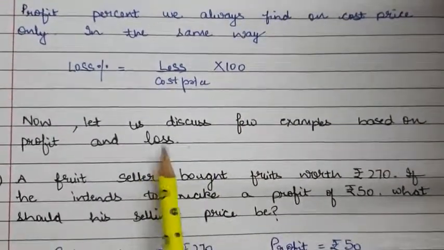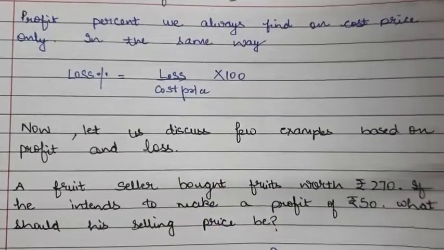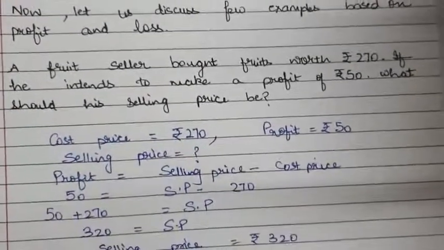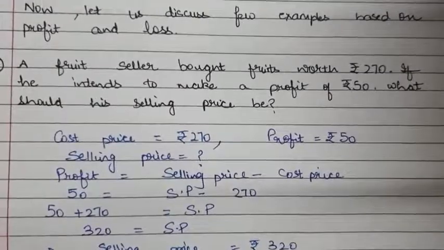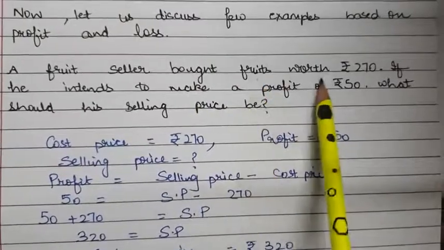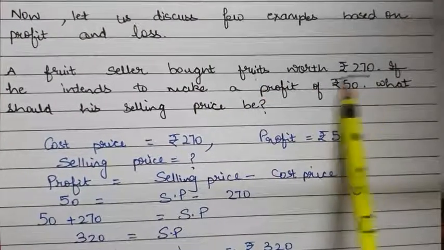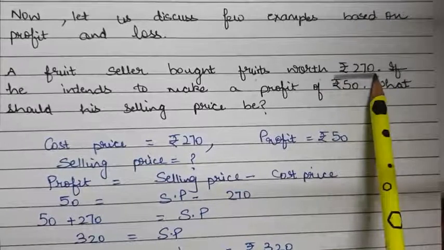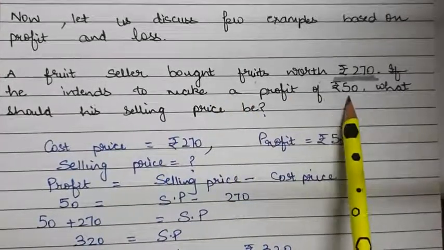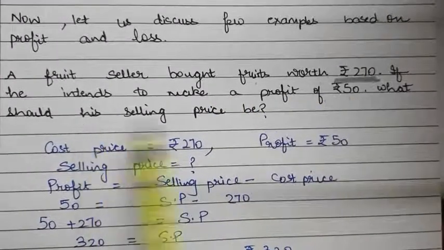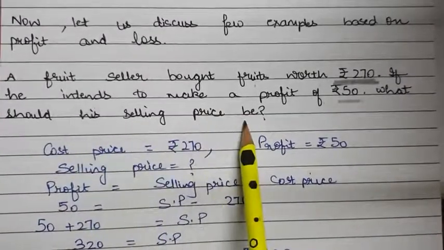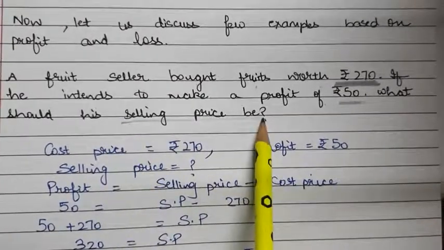Now, let us discuss a few examples based on profit and loss. Let us discuss the first example. A fruit seller bought fruits worth rupees 270. This will be your cost price. If he intends to make a profit of 50 rupees, meaning profit is given to you, what should his selling price be? Now you have to find out the selling price.